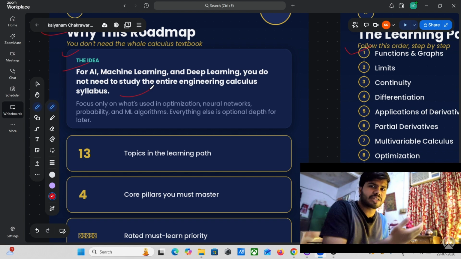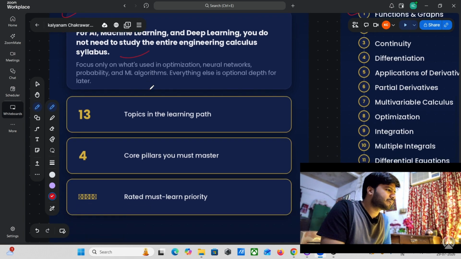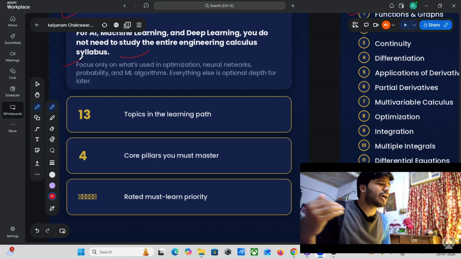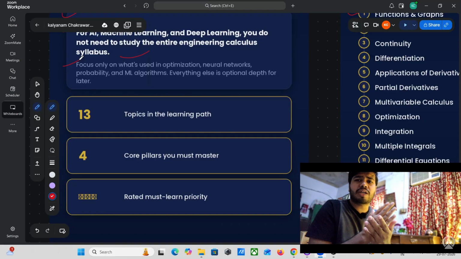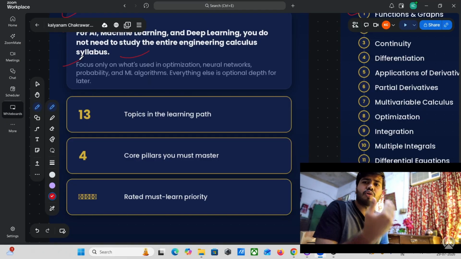For AI engineering and deep learning, you do not need to study the entire engineering calculus. Focus only on what's used in optimization, neural networks and probability, like how you draw a graph, how you plot your data set into a graph, that kind of thing. According to that I created this roadmap.